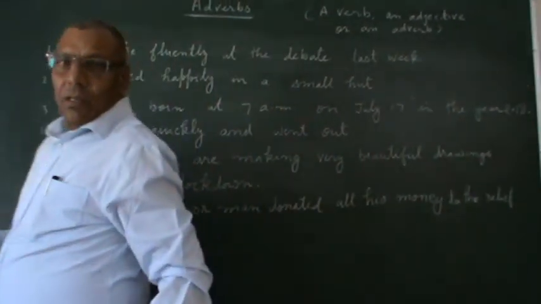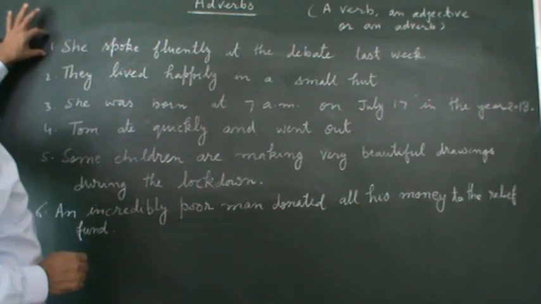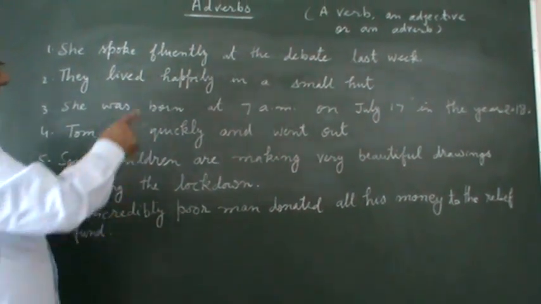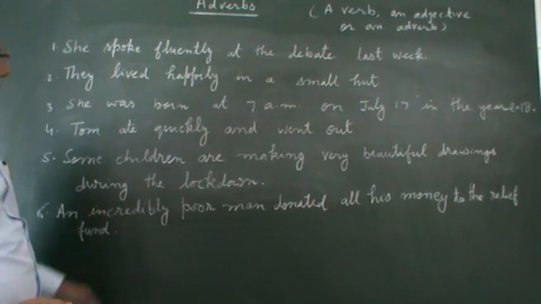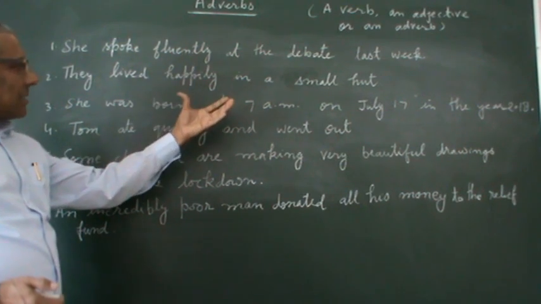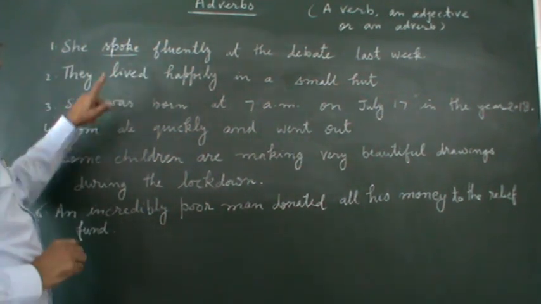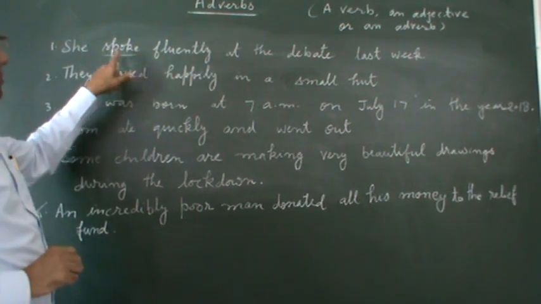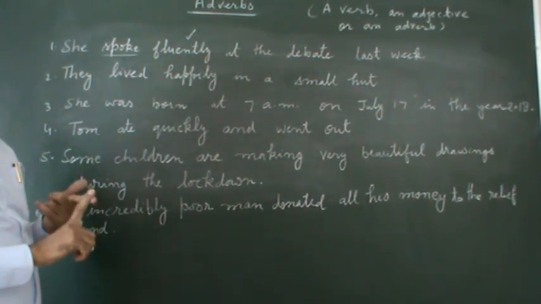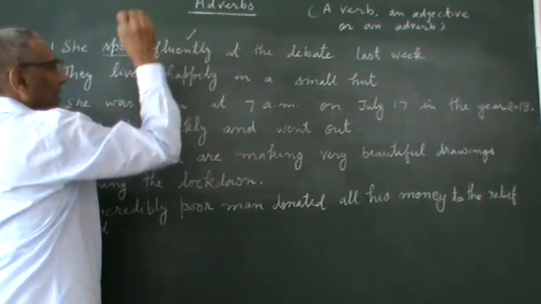Now, let us come to the point. Let us take this first example. She spoke fluently at the debate last week. Now try to find out the words or phrases which are giving us more information about the verb spoke. How did she speak? So she spoke fluently. The answer to my first question, how did she speak? She spoke fluently. This is the answer.